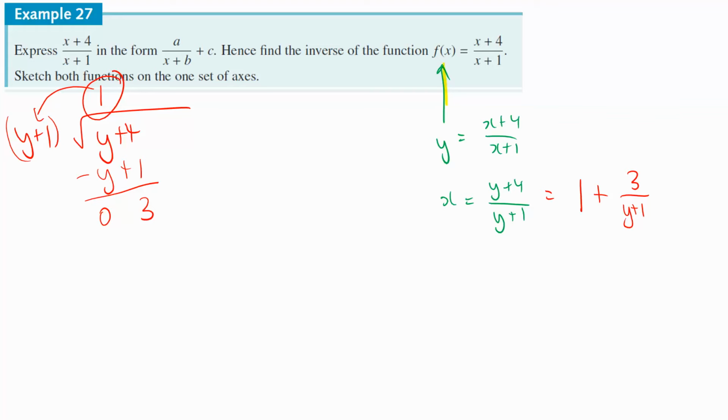Alternatively, some students from Spec will rearrange the numerator so that it splits these two into one whole. So how would you rearrange it? You could do this.